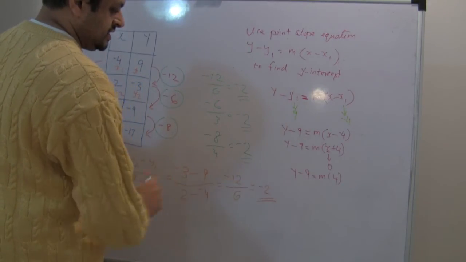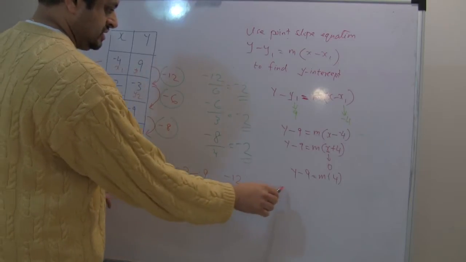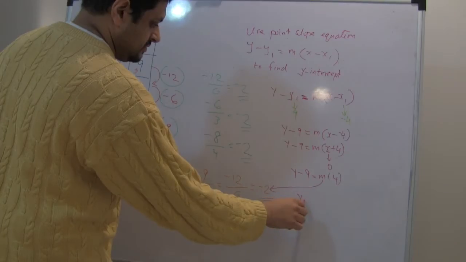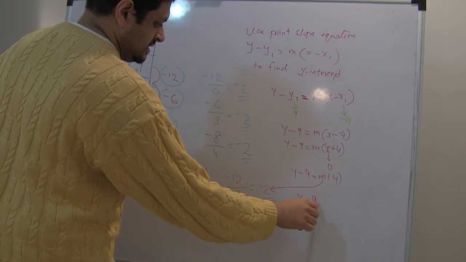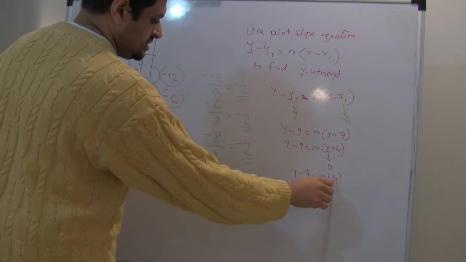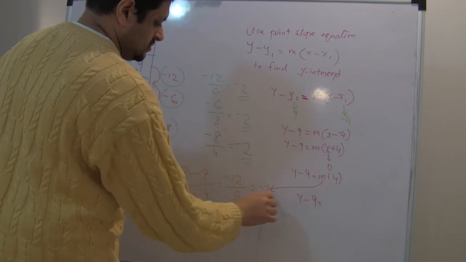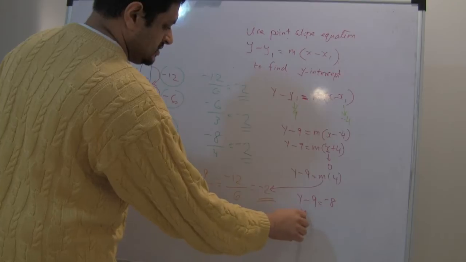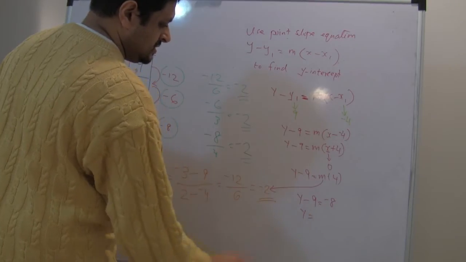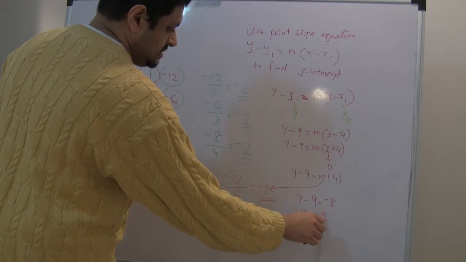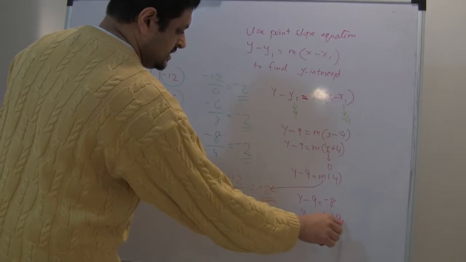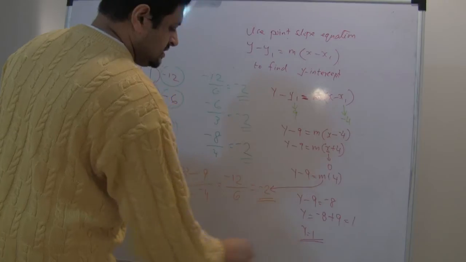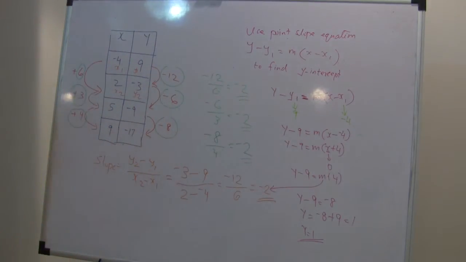But m is minus 2. We know that m, slope, is minus 2. So this equation will become y minus 9 equals negative 2 times 4, which is negative 8. Okay, so y is negative 8 plus 9 is 1. So y is 1. That's the y-intercept.